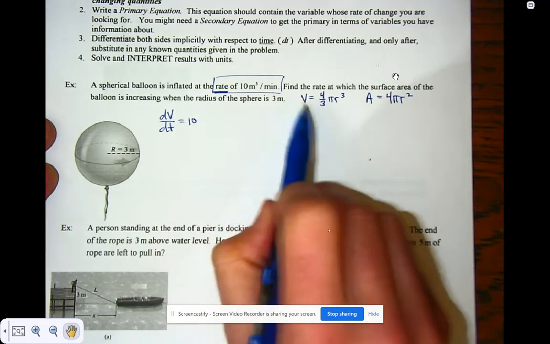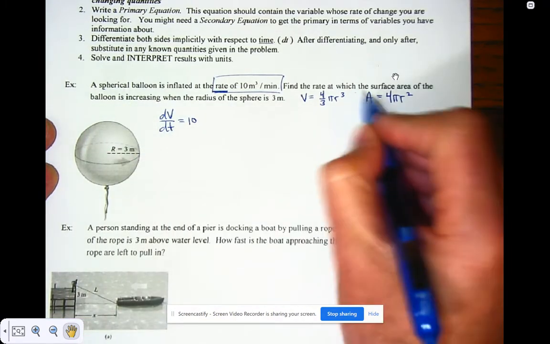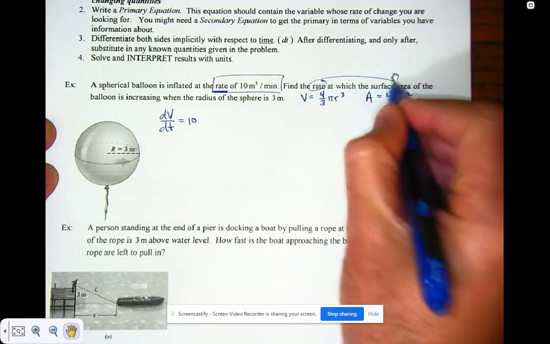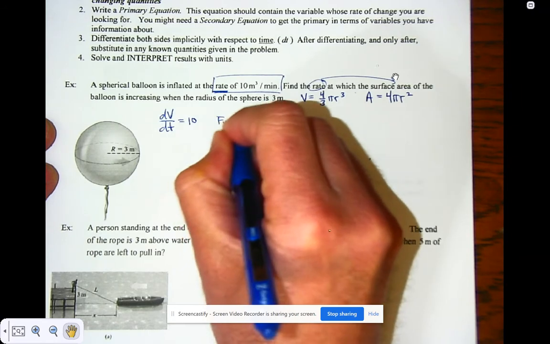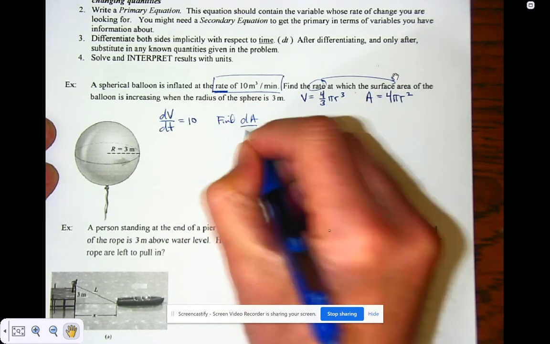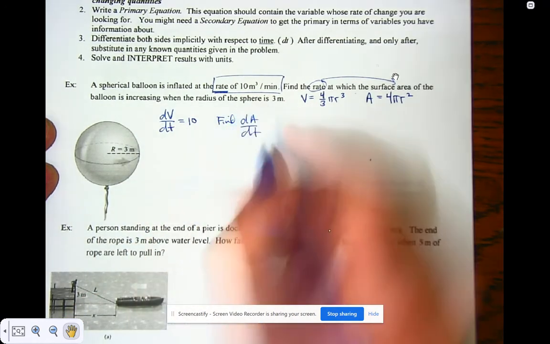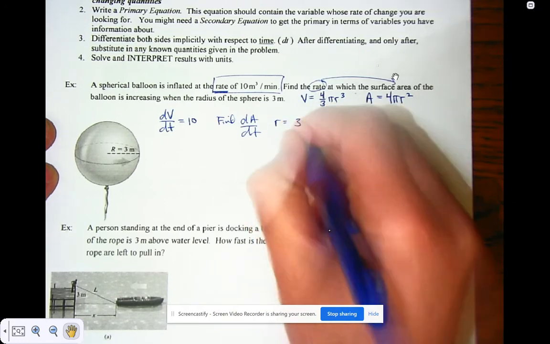Okay. Then it says find the rate at which the surface area is increasing. So you now want to find the surface area is increasing. So you need to find dA/dt when the radius is 3, given r equals 3.